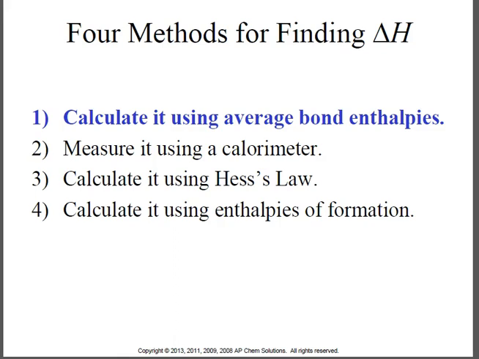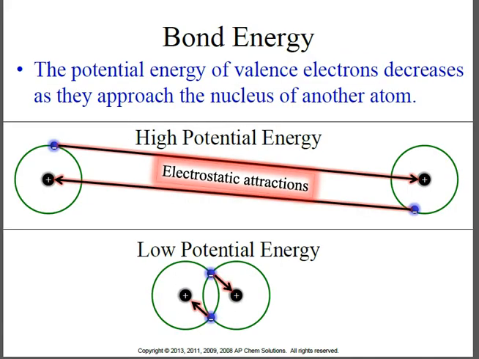Recall from when we talked about bonds that when the atoms are far apart, they have a higher potential energy. So I'll keep referring back to this graph. But they have a higher potential energy. And then as they come together, remember it swoops down. And if they get too close, it goes back up again. But down here, when they form the bond, they have a low potential energy.